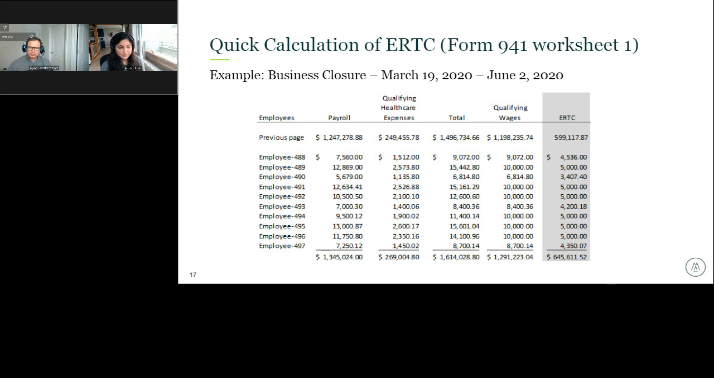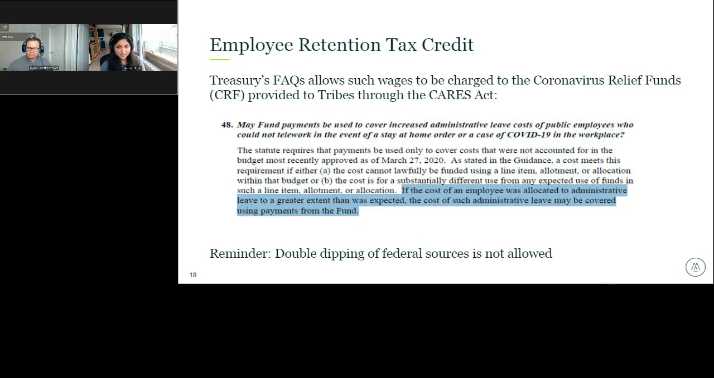So now that we've talked about timing, eligibility, and the calculation of ERTC, other than the obvious benefit of getting a not insignificant amount of refund on this tax credit, another reason to apply for this is that for tribal governments and tribal businesses that benefited from the coronavirus relief funds, the Treasury's FAQ clearly states that if you incurred more administrative leave than what is normally expected, then you can cover this leave with CRF money. We know quite a few tribes that paid administrative leave to employees to stay at home due to COVID.